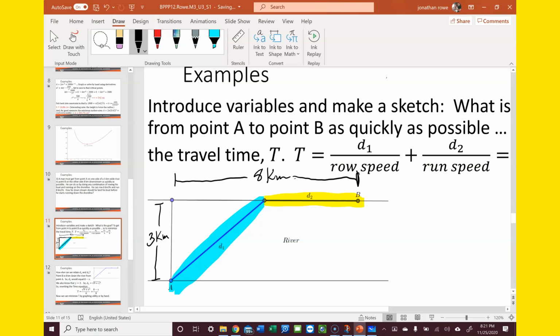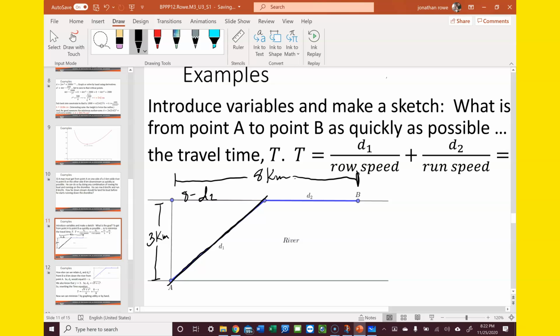Let's think about that. We already know one side of that right triangle. We already have a variable for the hypotenuse of that right triangle. What about this side right here? It is not 8 kilometers, and it is also not D2, but it is the difference between 8 and D2. This is 8 kilometers, take away D2 from 8. So it's 8 minus D2.